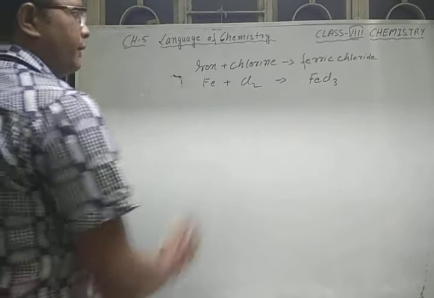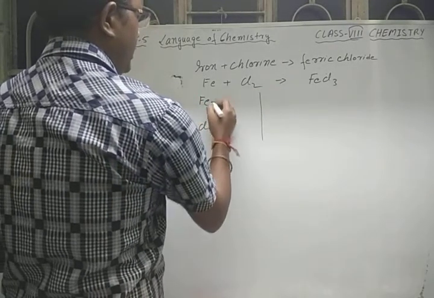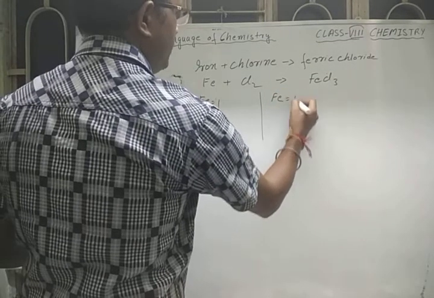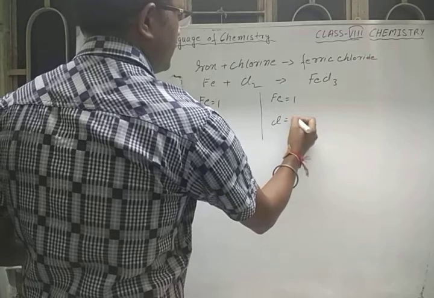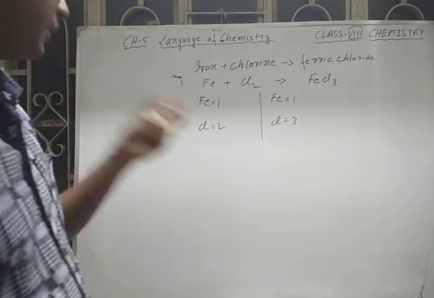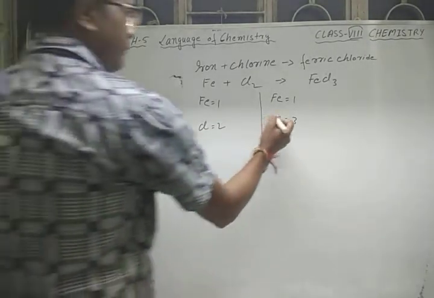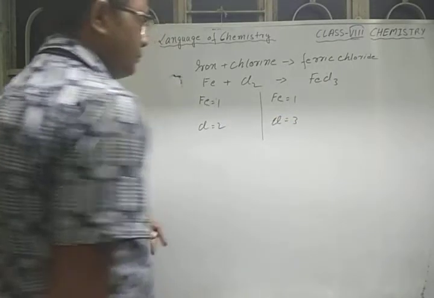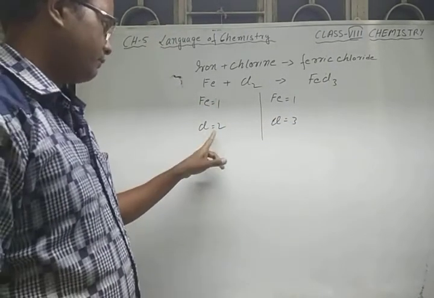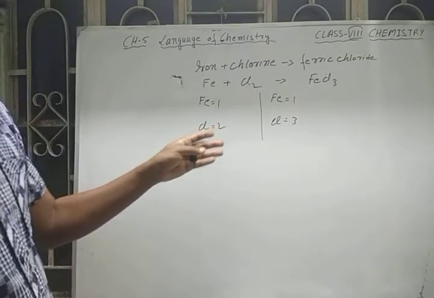So again, comparison method. Fe, Cl: Fe is 1, Cl is 2. Here Fe is 1, but Cl is 3. Now iron is the same on both sides. Chlorine is 2 here and 3 here. Out of iron and chlorine, obviously chlorine comes first. So we have to balance the chlorine, because iron is already balanced. That means the common multiple of 2 and 3 is 6.